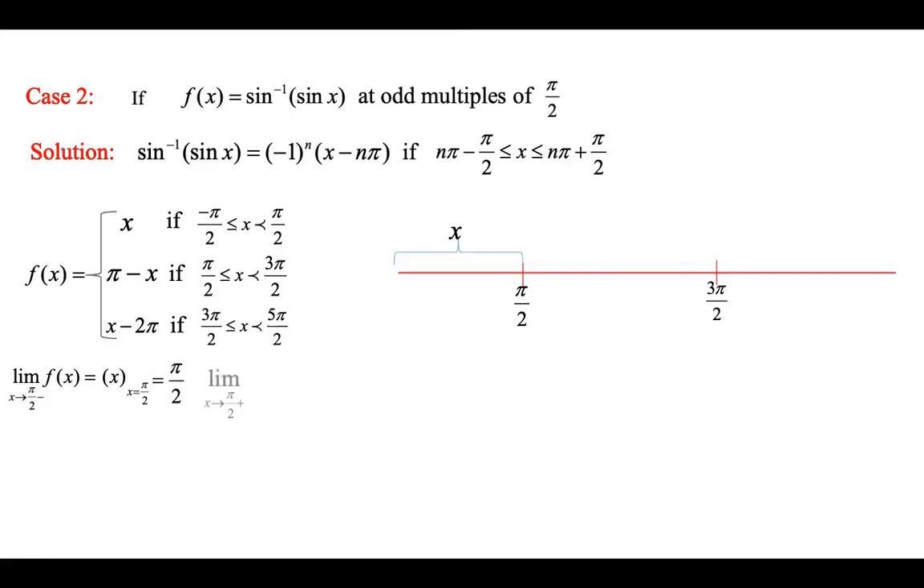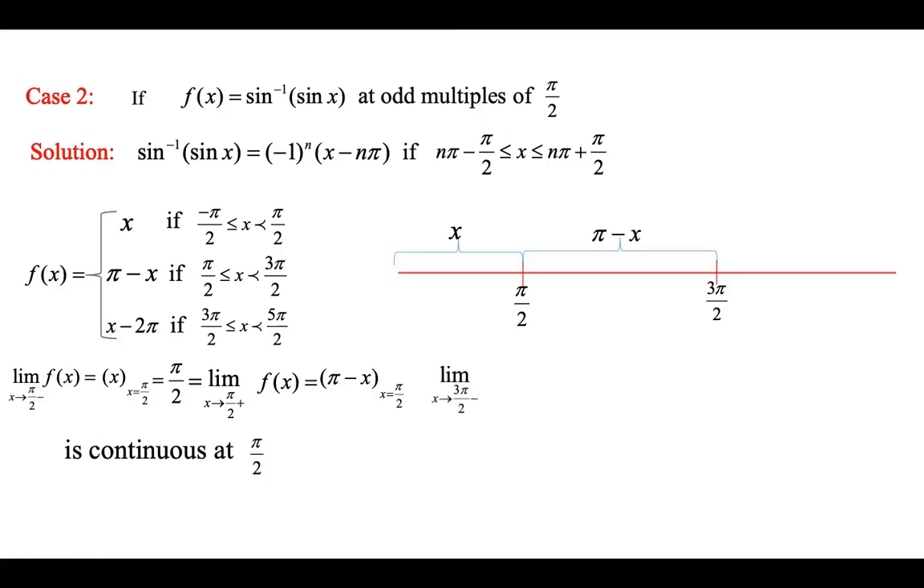I got it. Similarly, for the same function, at pi by 2, I am calculating the right limit. On the right side of pi by 2, the function formula is pi minus x. That pi minus x evaluated at pi by 2 is pi minus pi by 2, again pi by 2. So the left limit at pi by 2 and the right limit at pi by 2 are both equal, which is the same as the value of the function at pi by 2. Therefore, it is continuous at pi by 2.